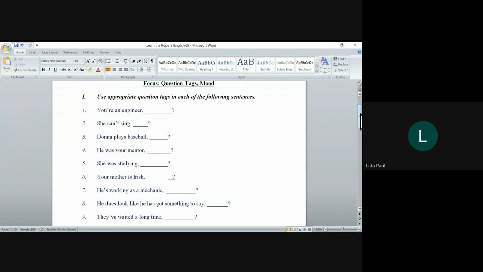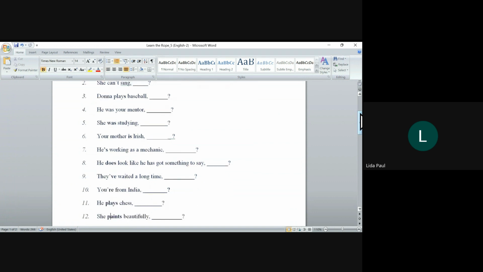He is working as a mechanic, isn't he? Right? Simple. He does look like he has got something to say. What is the verb in the sentence? Main verb or helping? The verb in the sentence would be does look like. That whole complex, right? He does look like. Okay.